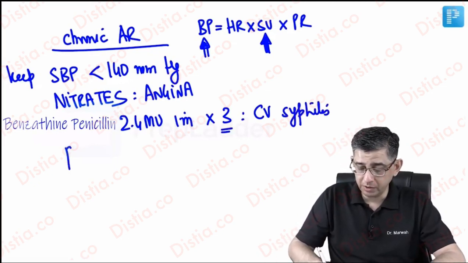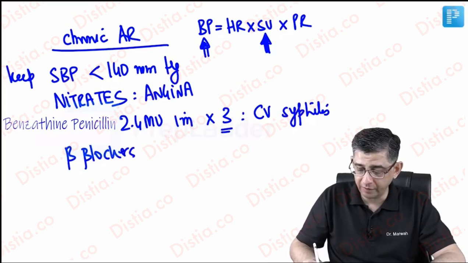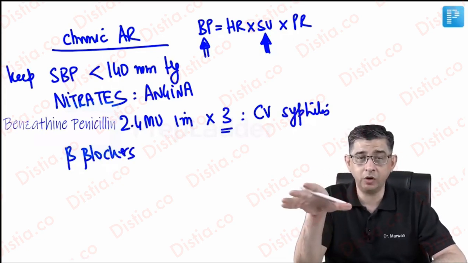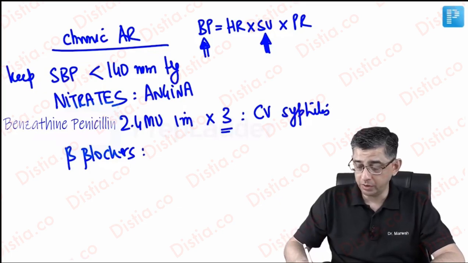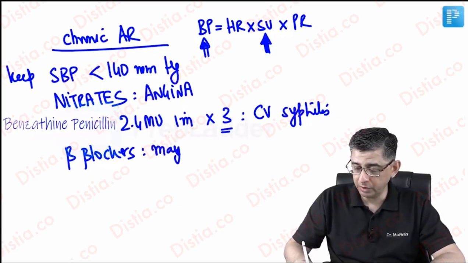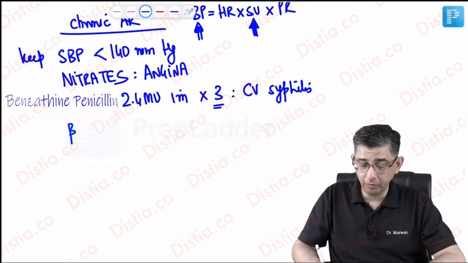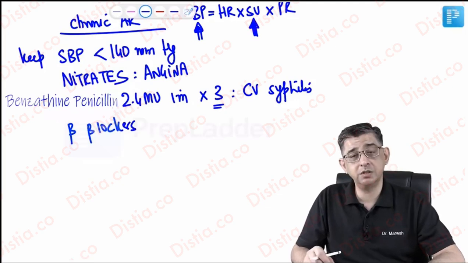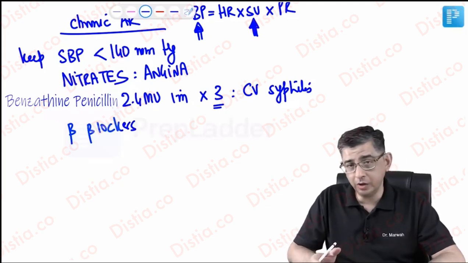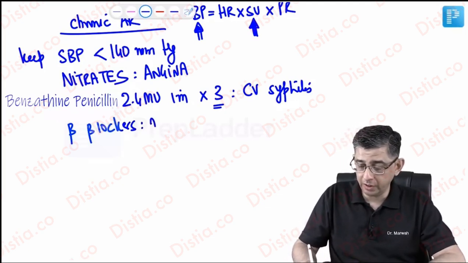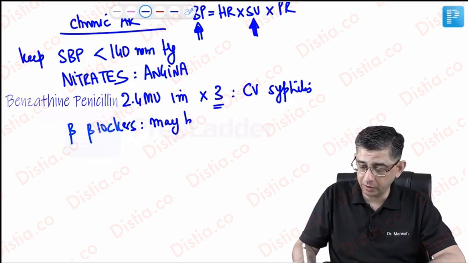As far as beta blockers are concerned, when I was a student your age, we used to study that beta blockers are never ever to be used, in both acute and chronic cases. He said beta blockers may be used, so I'm writing the word may. But the current edition of Harrison says that beta blockers may be used.